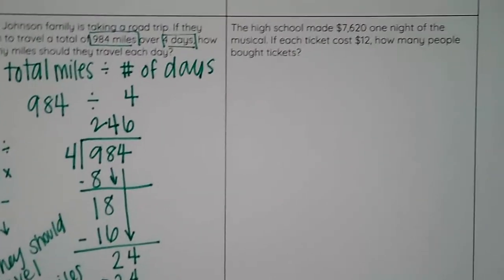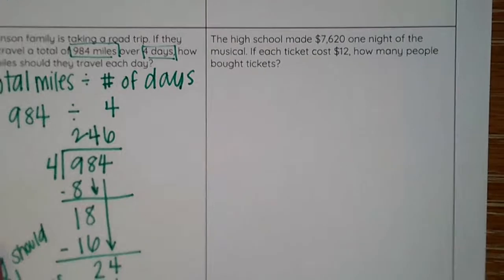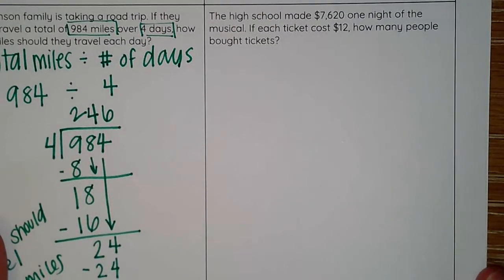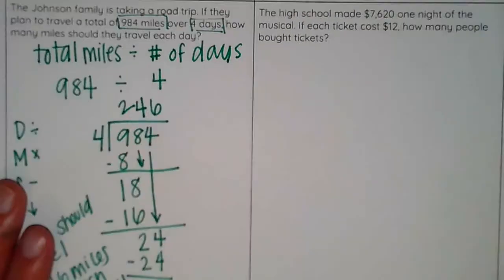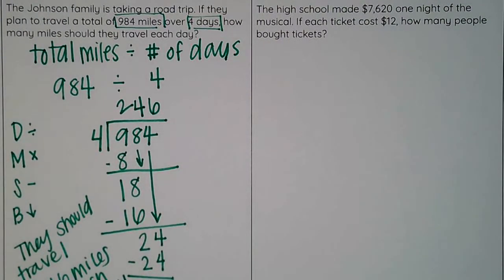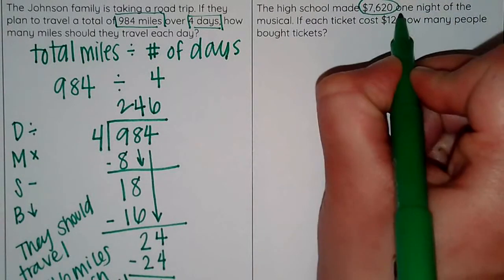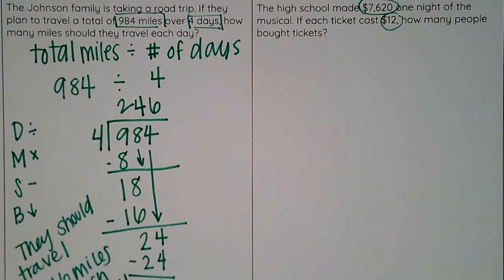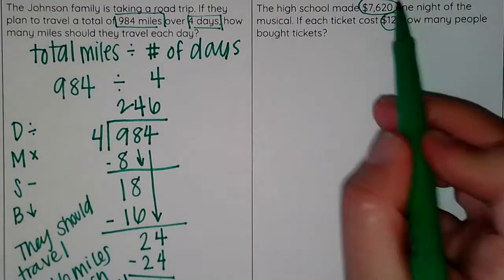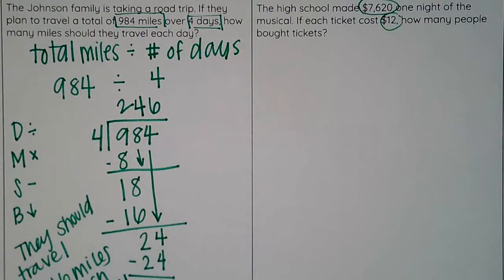All right, we've got one more problem here together. It says the high school made $7,620 one night of the school musical. If each ticket costs $12, how many people bought tickets? So again, I've got these numbers here, and I need to figure out which one am I splitting. Am I splitting the total amount of money or the money per ticket? Well, it wouldn't really make sense to split the number per ticket, but I do want to split apart my total money to see how many people were in attendance.